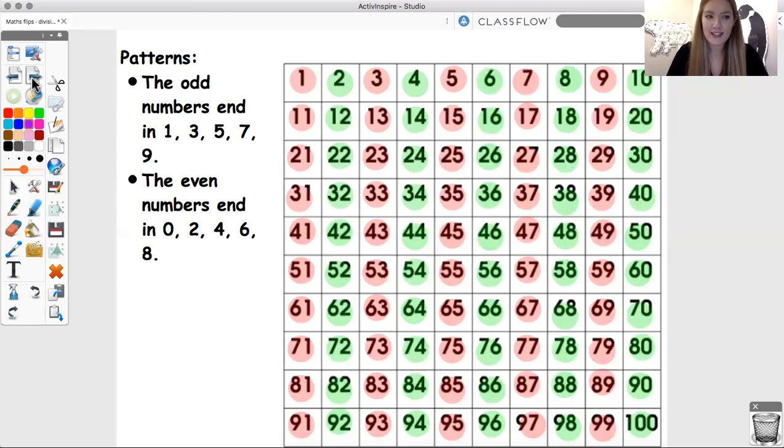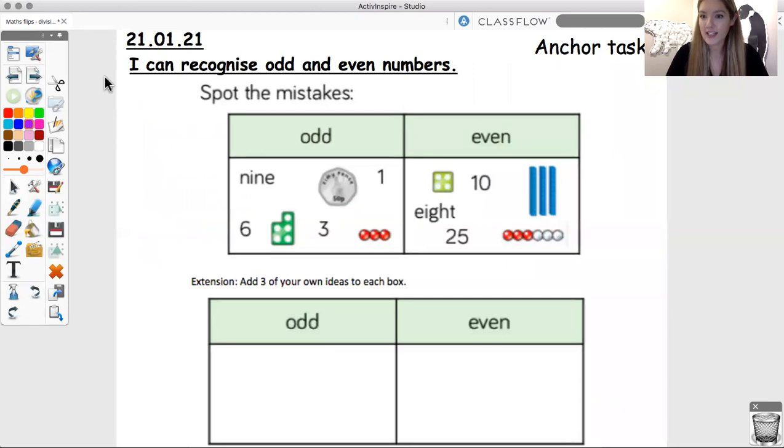Really well done for completing that task. So next up, we're going to go straight in with the anchor task, because today your learning intention is I can recognise odd and even numbers. So looking at this task, I'd like you to spot the mistakes. We've got an odd section here and an even section here. Using the patterns we have just discovered, spot the mistakes. Which numbers or words do you think don't quite belong in the odd or even section? If you've done that and you'd like an extension, please add 3 of your own ideas into the boxes below. Off you go and put me on pause whilst you're doing this.